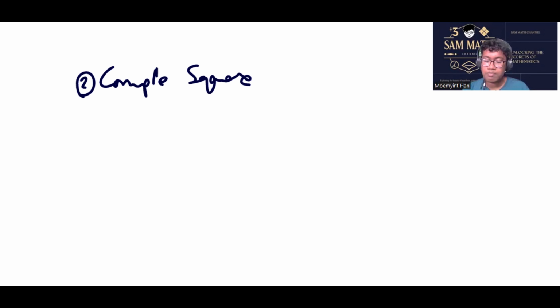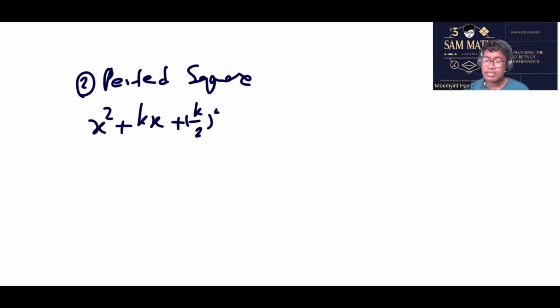Sorry, we're not going to use the term complete square. We're going to use perfect square. Okay? So I have talked about perfect square the other day. Perfect square is in the form of x squared plus kx plus (k/2) the whole square. So we can factorize this into (x plus k/2) the whole square.